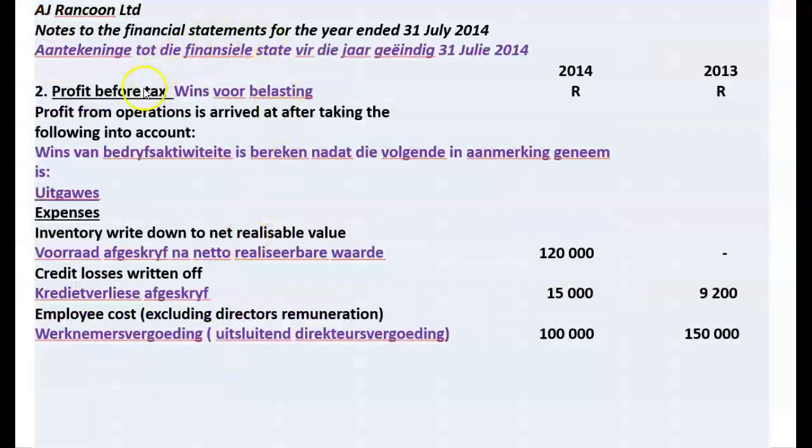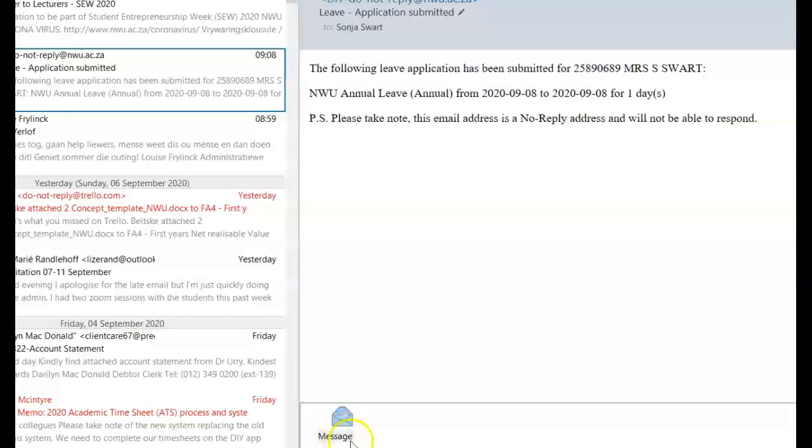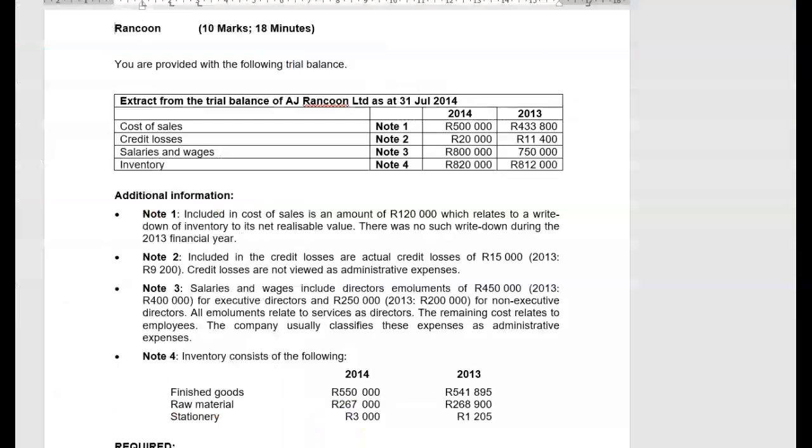Then in our profit before tax note, under expenses, inventory write-down to net realizable value, or you could have said net realizable value adjustment on inventory, 120,000 and nothing in the previous year because we didn't have any particulars in the previous year. Good. Note number 2: included in the credit losses are actual credit losses of 15,000, 2013, 9,200.